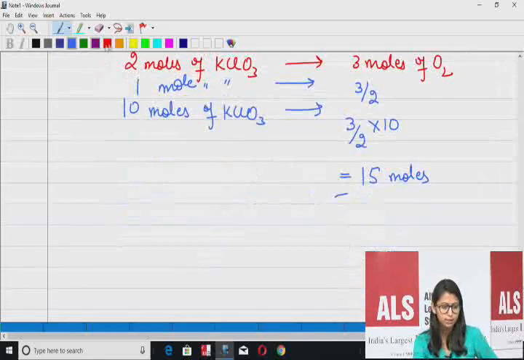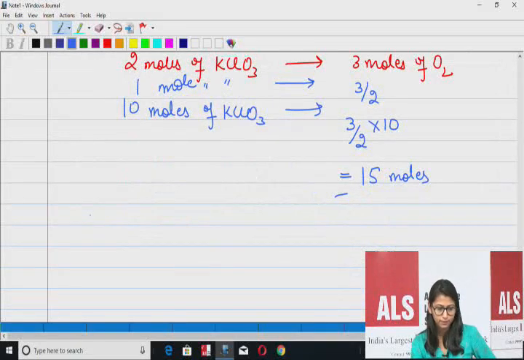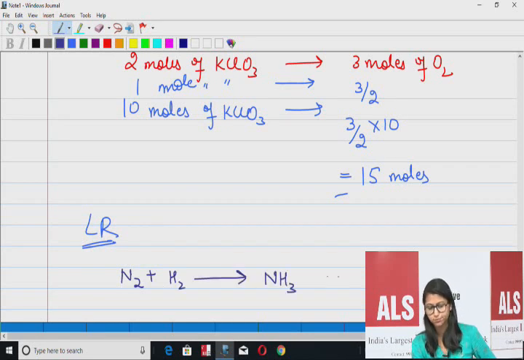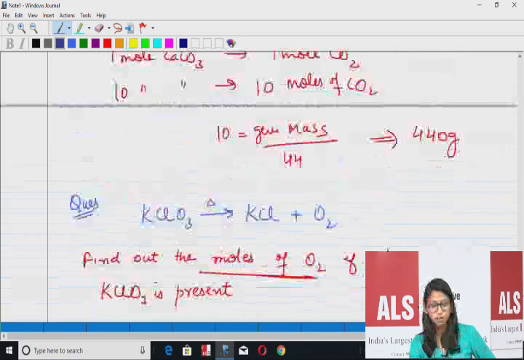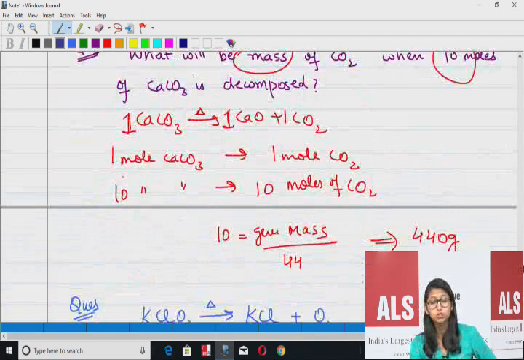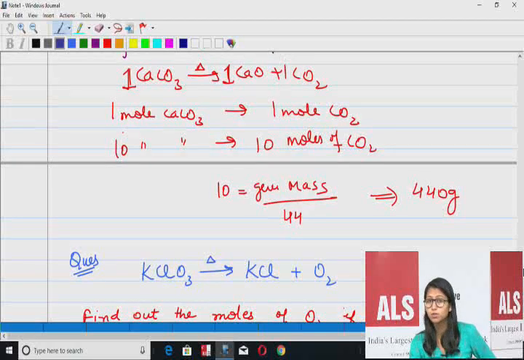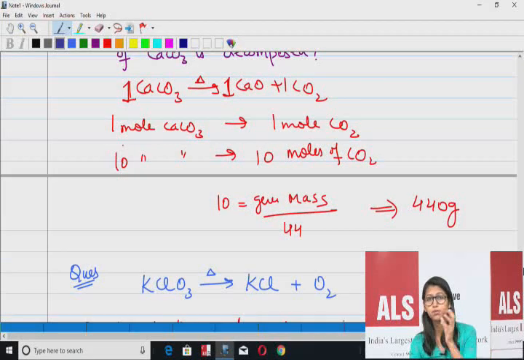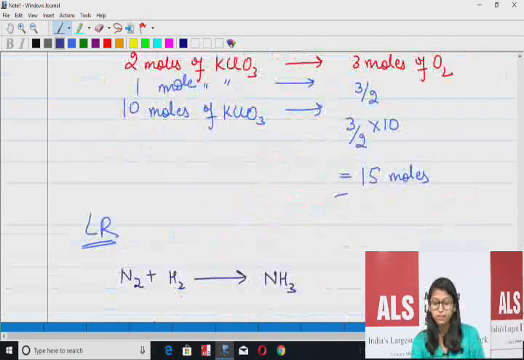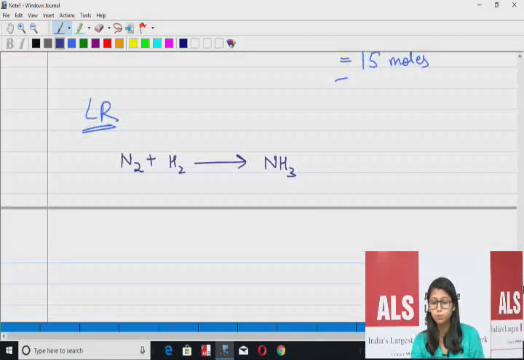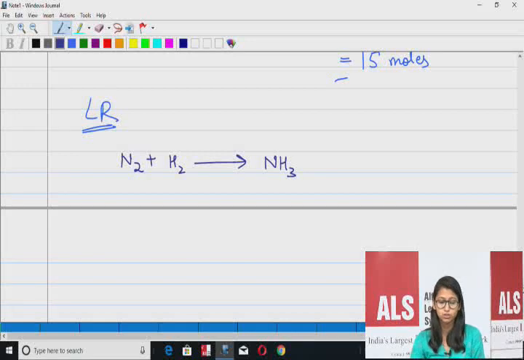Okay. Now let me tell you one interesting thing. Now let's talk about the LR concept here. See everyone, let's say now I have N2, I have H2, and I have ammonia. Everywhere I was talking about only the stoichiometry part, I was taking one reactant only, right? So obviously it would be easy to deal with the stoichiometry with the help of one reactant. Now I have taken the case of two reactants. First of all, you people will tell me the balanced equation. What will be the balanced equation?